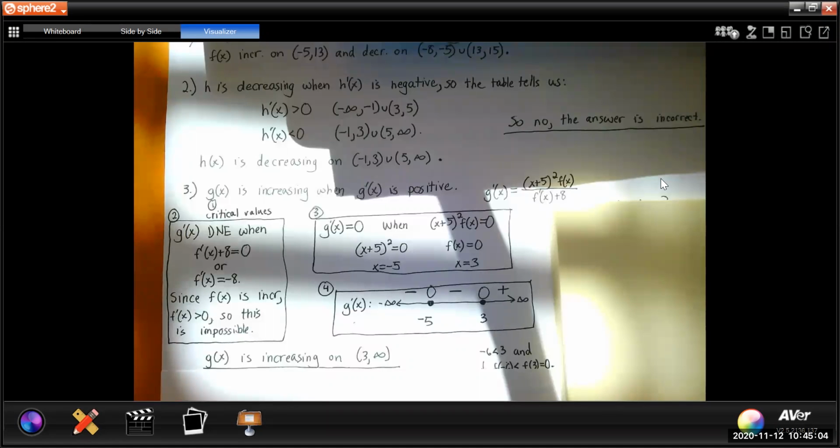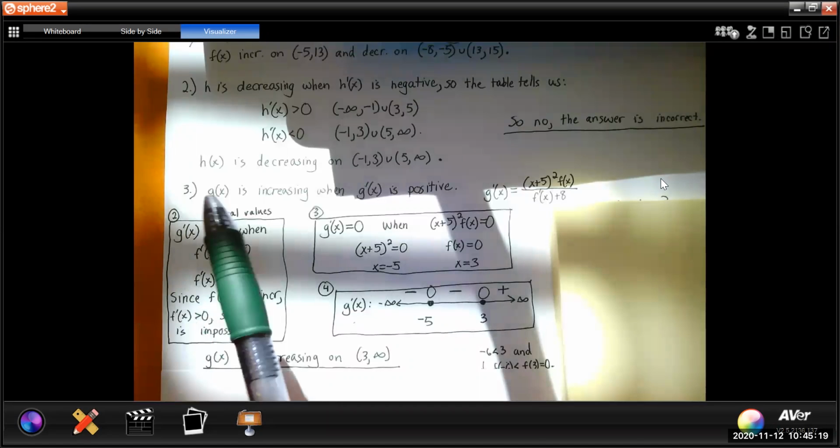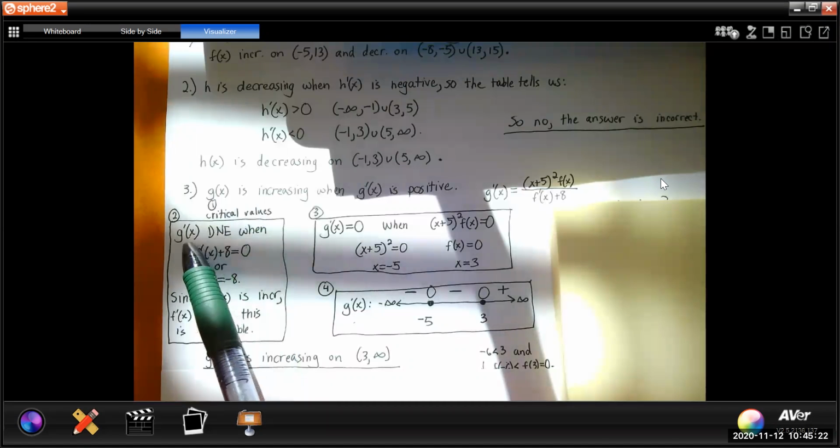So the critical values of g are values of x where g prime does not exist or equals 0. And you may be thinking to yourself or thought to yourself the whole time, well, why would we be interested in that? Well, what I want you to do is think about if you evaluate a function like g prime, there are only 4 possible outcomes. G prime of x could be a positive number. G prime of x could be a negative number. G prime of x could be 0. G prime of x could not exist.